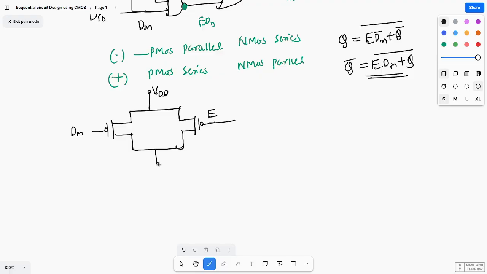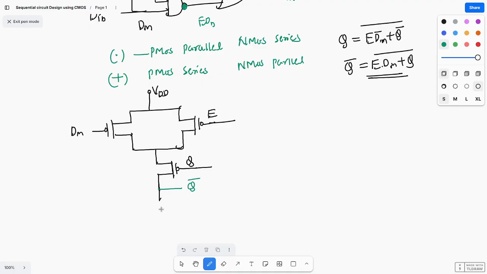What is that series? Series means Q. So this is Q. Let us take this is Q. And next, here you are getting the output, and this output is Q bar.